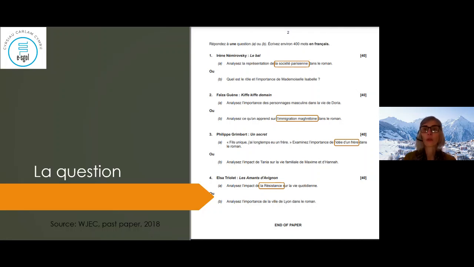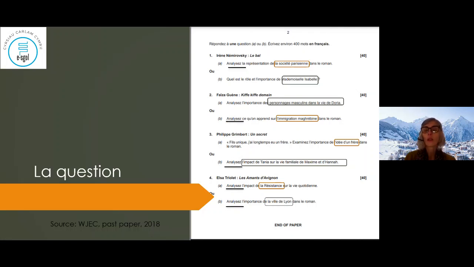The other type of question was about characters. Dans Le Bal, it was quite easy: Mademoiselle Isabelle was the character you have to talk about. Dans Kiffe kiffe demain, it was les personnages masculins dans la vie de Doria. So it's more than one character, it's a group, and the impact of that group on the main character. Dans Un secret, again more than one character: l'impact de Tania sur la vie familiale de Maxime et Anna. So you'll have to know 3 characters for that essay. And dans Les Amants d'Avignon, it was about a place, la ville de Lyon.